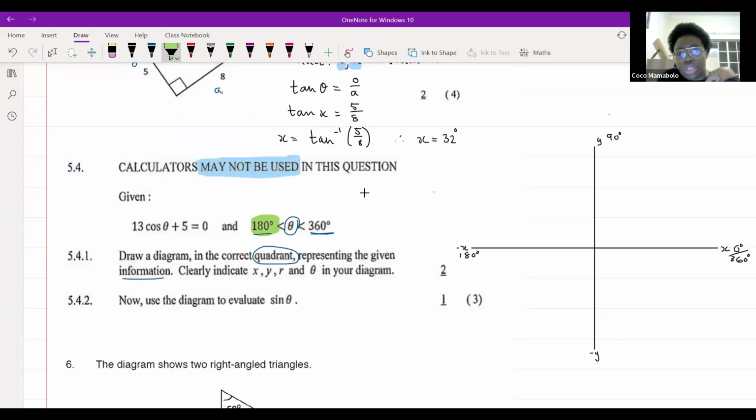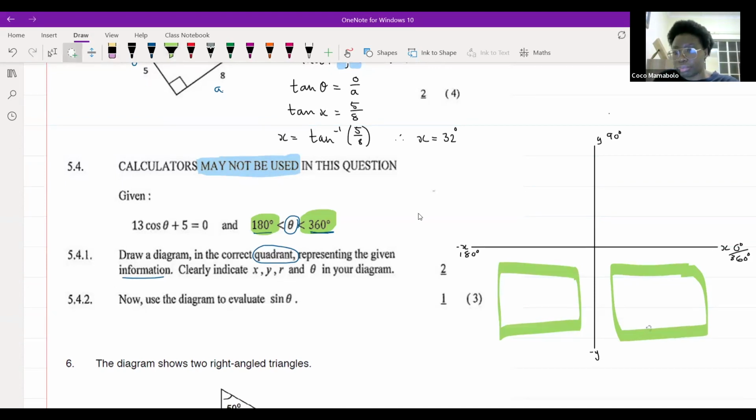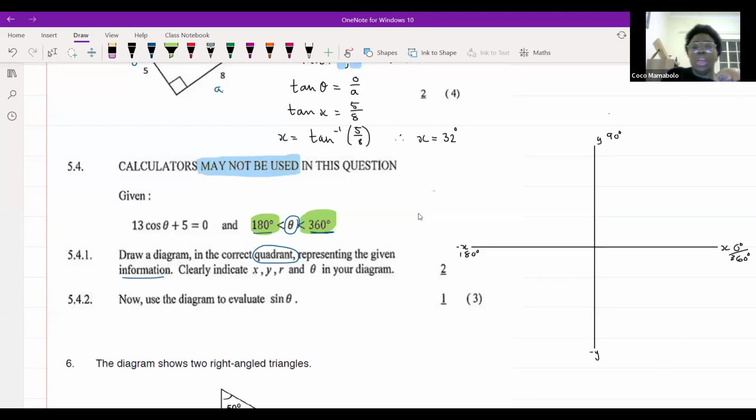Which two quadrants are in between 180 and 360? Correct, Theo. It's going to be quadrant 3 and quadrant 4. But guys, we still have a problem. We still don't have coordinates.